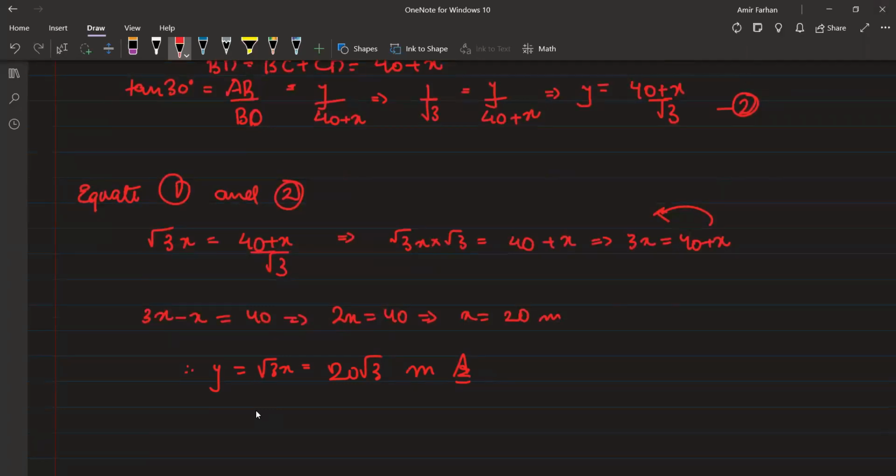Any doubt in this? Sir, we can write it as x root 3 also, right? Yes, it's up to you. That's not different. It's correct as well.